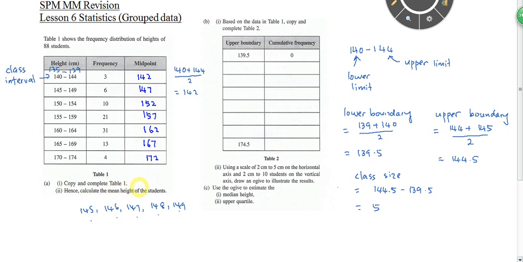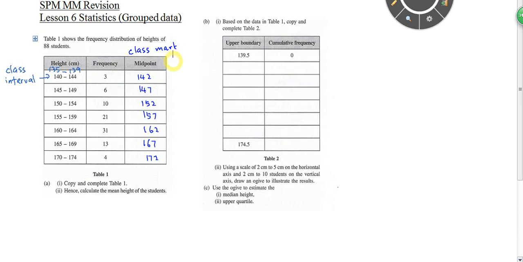Hence, we have to calculate the mean height of the students. Over here, we know that we have 3 students. Their height is actually within this range, but we don't know whether the 3 students are 141, 142, 143, 144, or 140. So we need a value to represent the height for this group. Normally we will use the midpoint, which sometimes we call the class mark. We use a midpoint to represent this class interval.